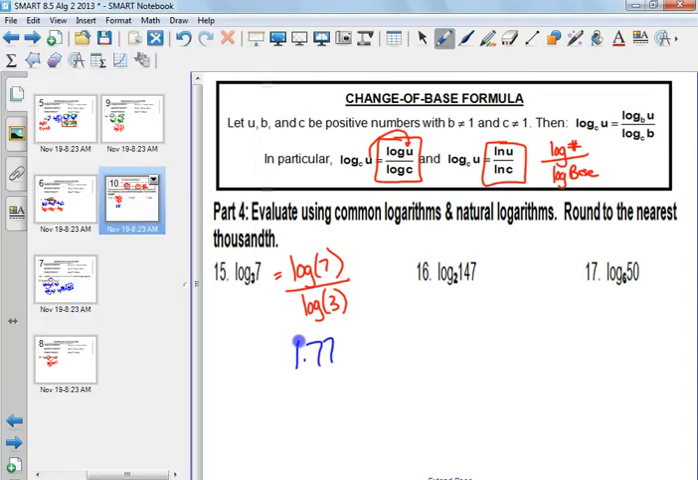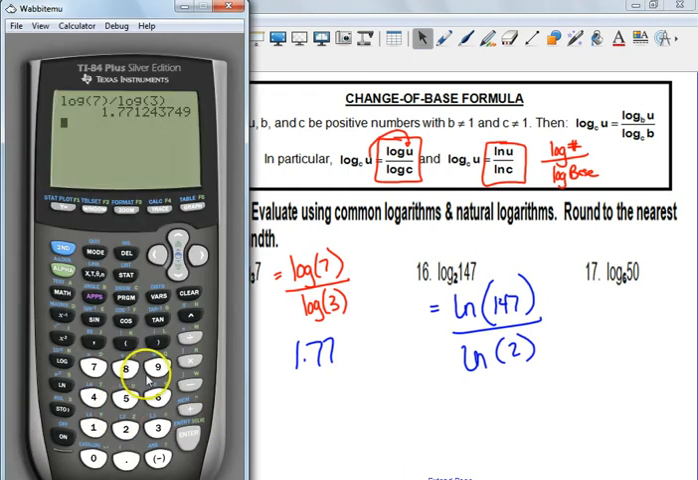And generally when I make you do change of base, it's because you can't do it easily in your head. So number 16, again, it's a base 2, something I can't do on my calculator. So you can do log of the number divided by log of the base. Now just for some variety this time, I'm going to use a natural logarithm because that's another way I could do this. So natural log of 147 divided by the natural log of 2. And if you chose to use common logarithm, you're still going to get the same answer because they're in the same ratio. Natural log of 147, close parenthesis, divided by natural log of 2, and you get 7.2.